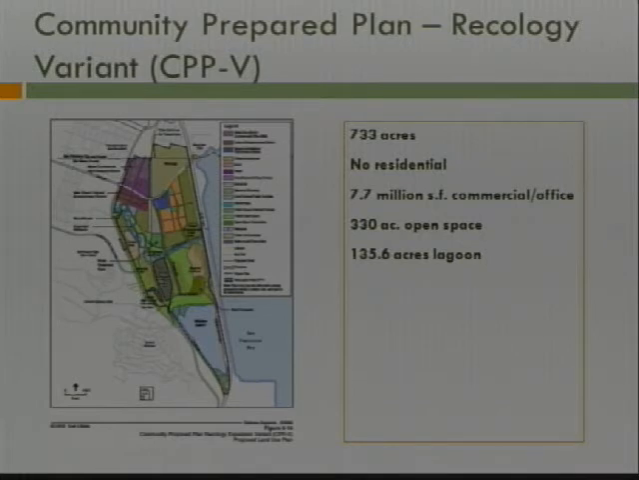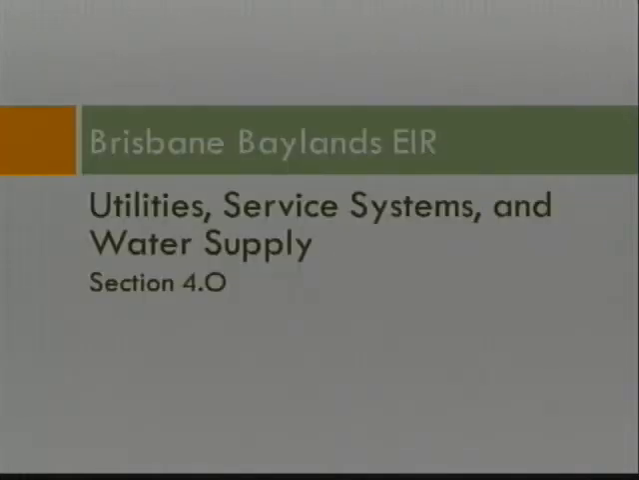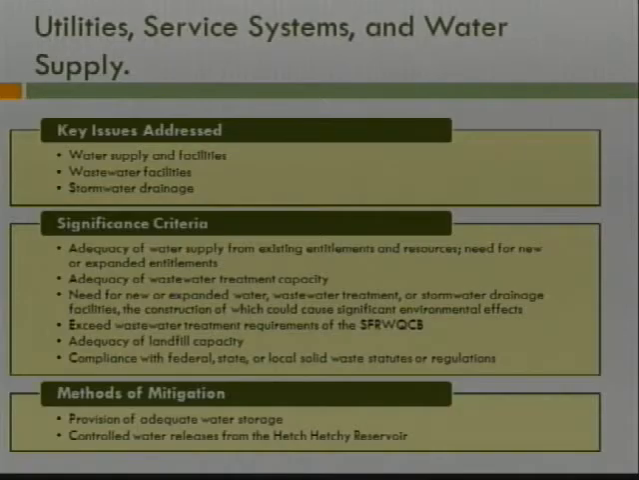So we're going to focus first on utilities and water supply. The key issues addressed are in Section 4.0. In the utilities section, what we're looking at are the basic infrastructure items that support land development. So we're looking at water supply and water facilities, wastewater facilities, and stormwater drainage.